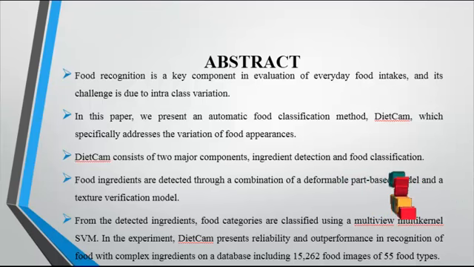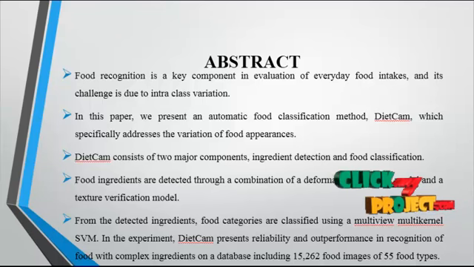In this paper, we present an automatic food classification method using DietCam, which specifically addresses the variation of food appearance. DietCam consists of two major components, that is, ingredient detection and food classification. Food ingredients are detected through the combination of a deformable part-based model and a texture verification module.